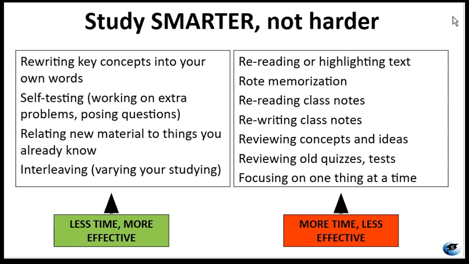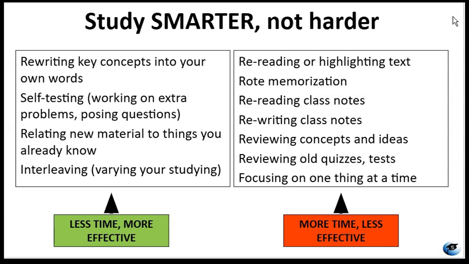And then use a technique that's called interleaving. Interleaving is where you connect new information to things that you've already learned. And it also means that you are varying your study methods so that you're not stuck doing the same thing for hours on end. For example, don't spend 4 straight hours reading the textbook because after about 20 minutes, your brain will likely start to zone out.